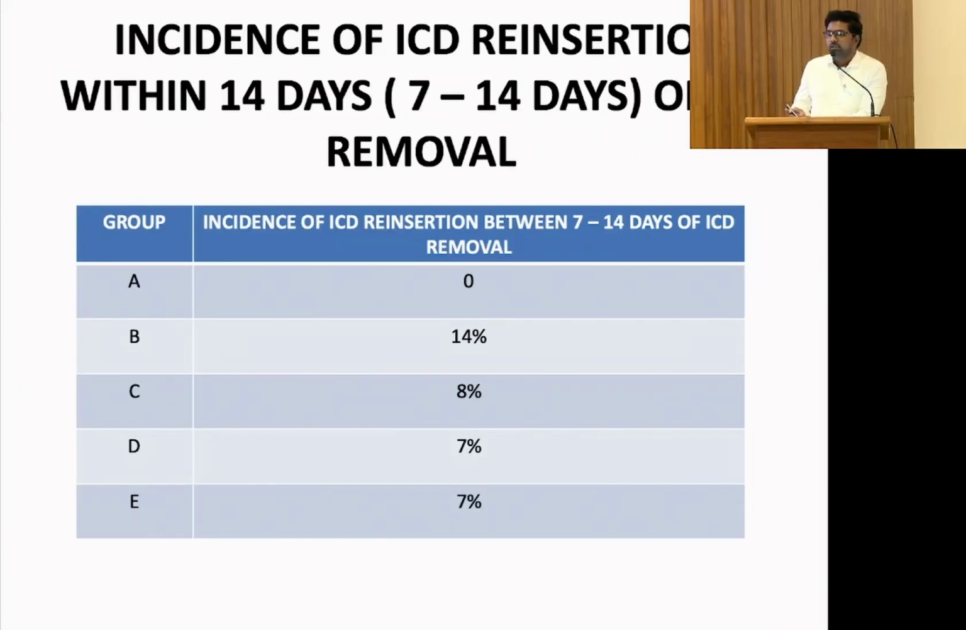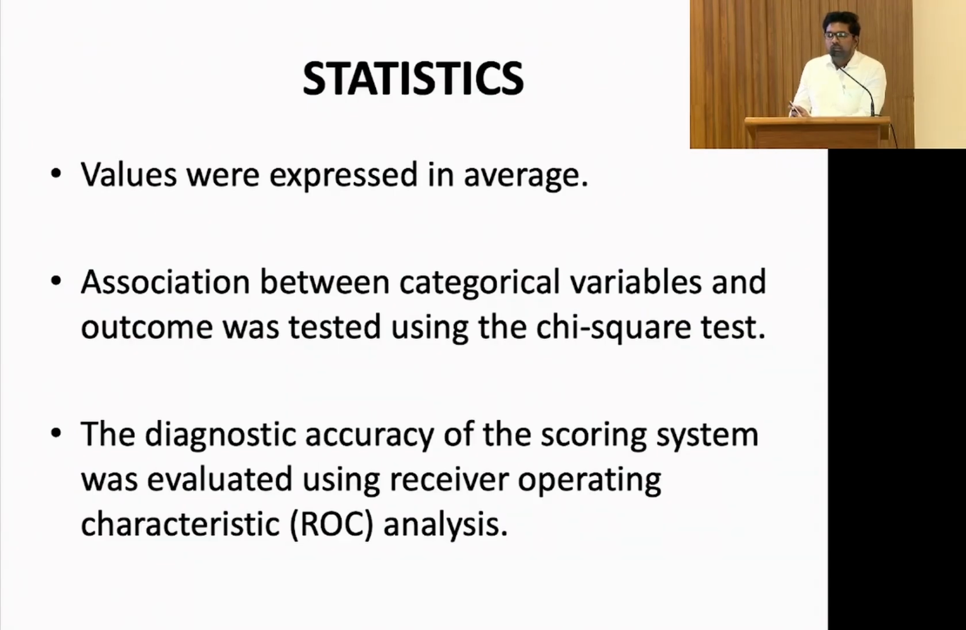So this is the incidence of ICD reinsertion within 15 days. The first slide showed the patients followed for the first 7 days, and this slide shows the ICD reinsertion incidence for the first 14 days. Here the incidence is 14% in group B, 8% in group C, and 7% in groups D and E.